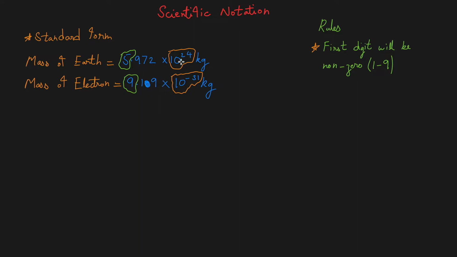The powers can be both positive and negative. As you can see here, the mass of the earth is huge, 10 power 24, which is positive, and the mass of an electron is 10 power minus 31, which is really small. So a positive power of 10 means the number is greater than 1, and a negative power means smaller than 1.